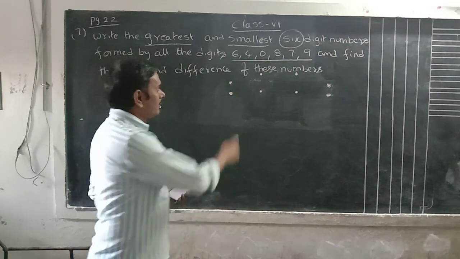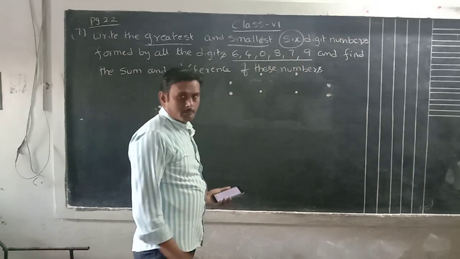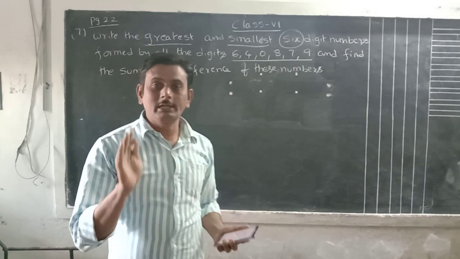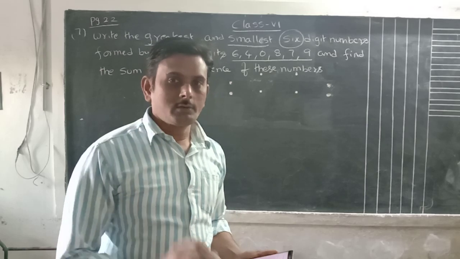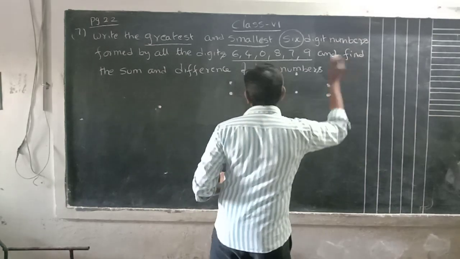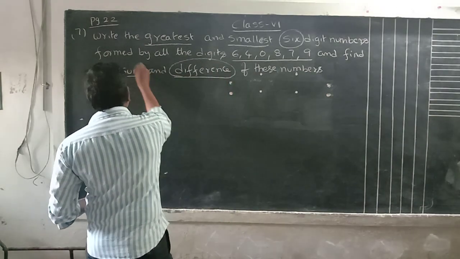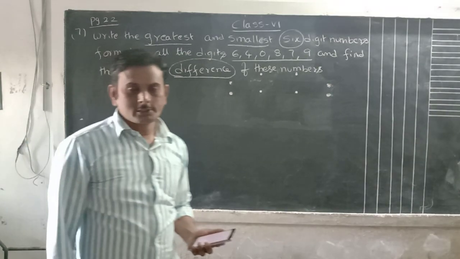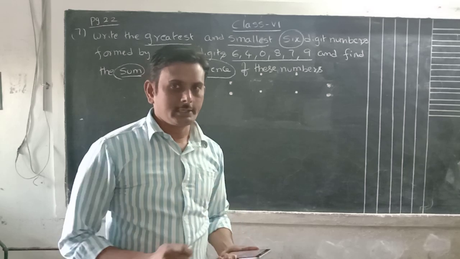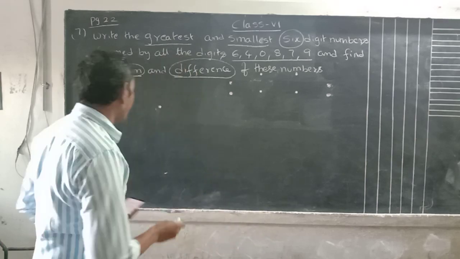What are the digits given? 6, 4, 0, 8, 7, 9. By using these digits, we have to prepare six-digit numbers. One is the biggest number, one is the smallest number. Later, after preparing those, we want to find the sum and the difference, the sum of the greatest and smallest number and the difference of the greatest and smallest number. First we will write the given digits.